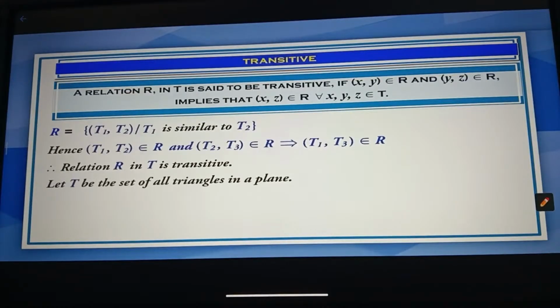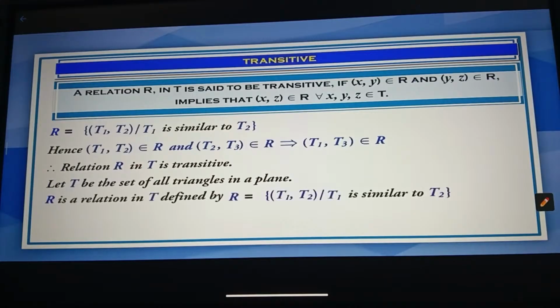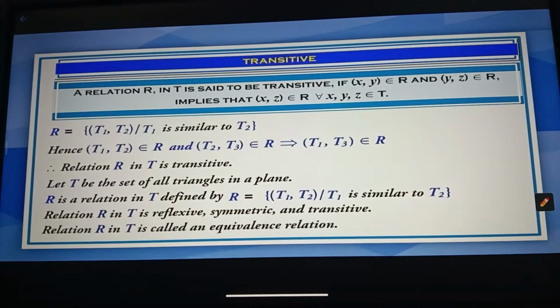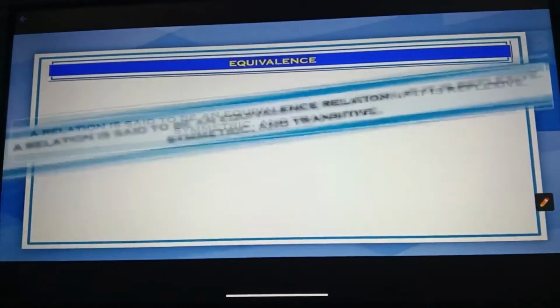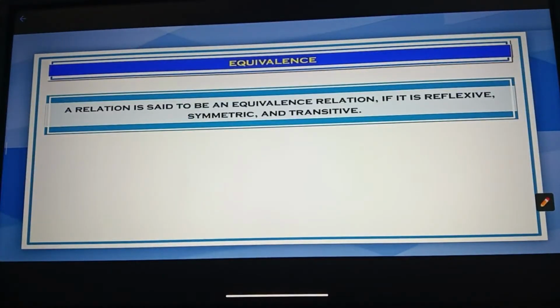Now, let's come back to the relation R in T. We observed that the relation R in T is reflexive, symmetric, and transitive. Such a relation R in T is called an equivalence relation. Mathematically, a relation is said to be an equivalence relation if it is reflexive, symmetric, and transitive.